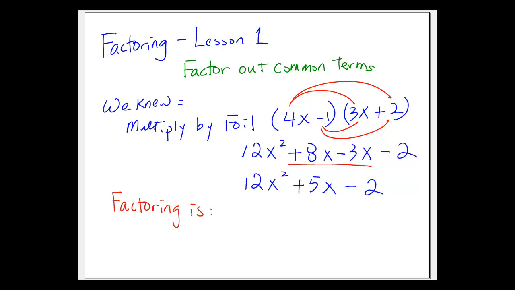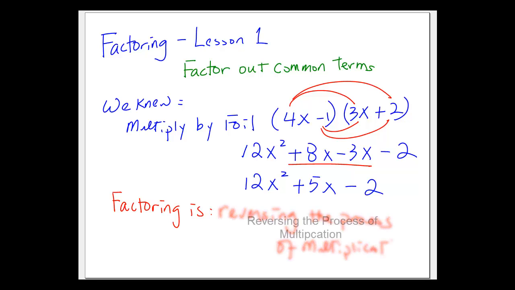Hopefully you already know how to multiply by FOIL, like here, when you have 4x minus 1 times 3x plus 2. We do FOIL, and then we combine like terms, and we get the answer 12x squared plus 5x minus 2. So factoring is reversing the process of multiplication. They will give you the question 12x squared plus 5x minus 2, and you go through the process of factoring. Your answers will look like the factors 4x minus 1 times 3x plus 2.